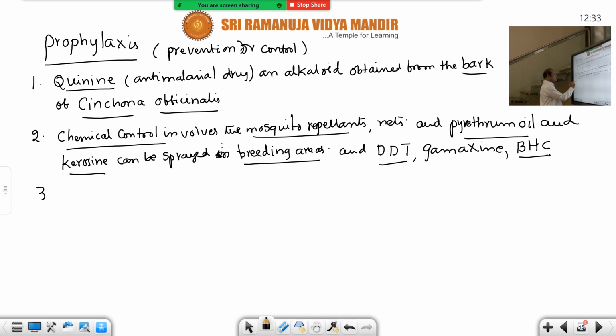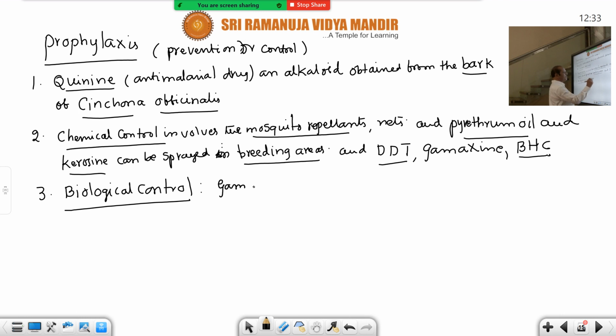And the most important control out of all is biological control. Of course these headings are not there, but I am keeping these headings. Control is separated under 3 headings. Medical control is the first one, chemical control the second one, and the last, important control is biological control. As far as biological control is concerned, Gambusia, a larvivorous fish, is introduced. Most important fish, a larvivorous fish. It eats away the mosquito larvae.